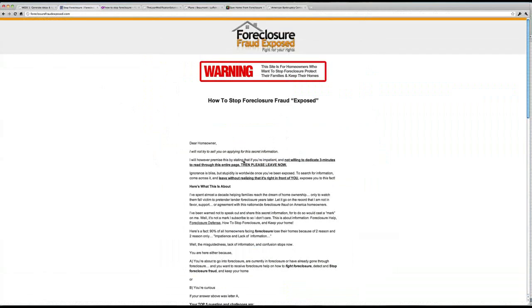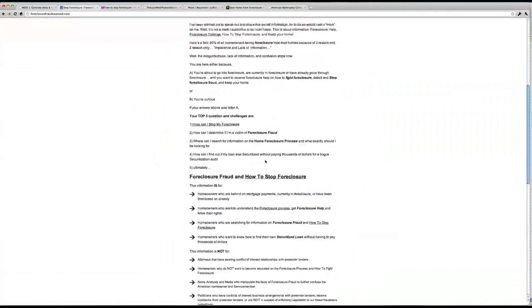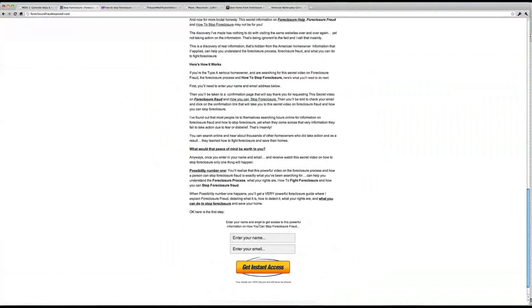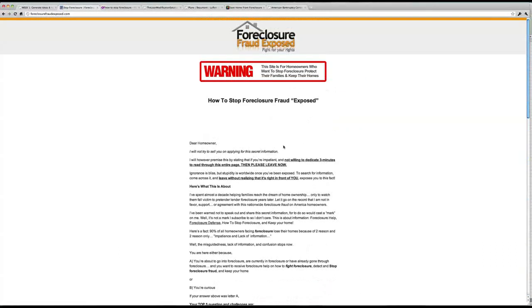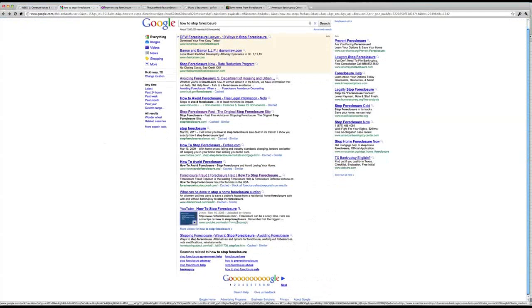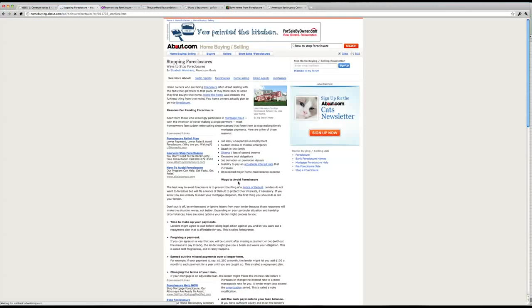Foreclosure fraud exposed. Oh, look at that. What is this? This is a lead gen. I wonder what they're doing to monetize in the back end. That's interesting. We need a content site. Homebuyingabout.com, ways to stop foreclosure. Let's see. Foreclosure relief plan, lawyers stop foreclosure, how to avoid foreclosure.